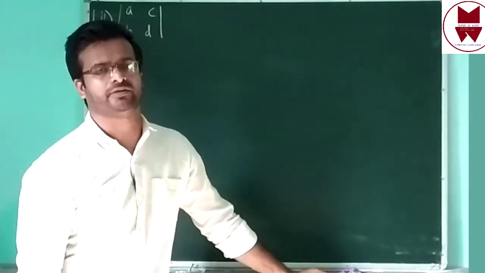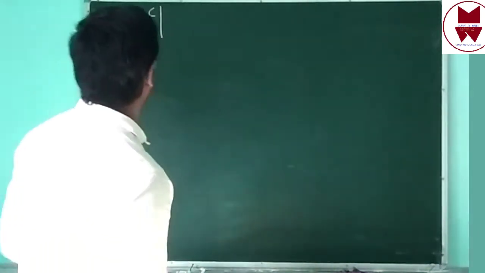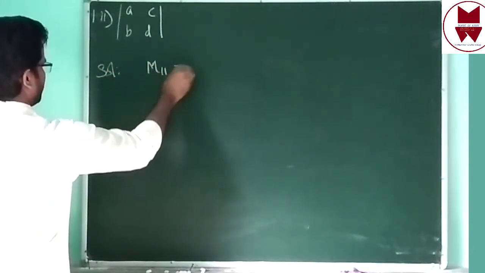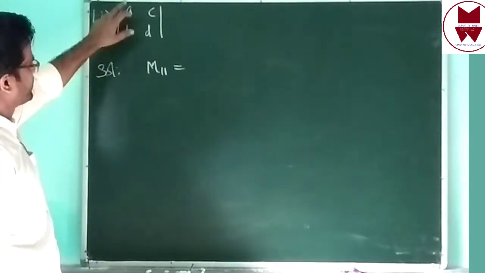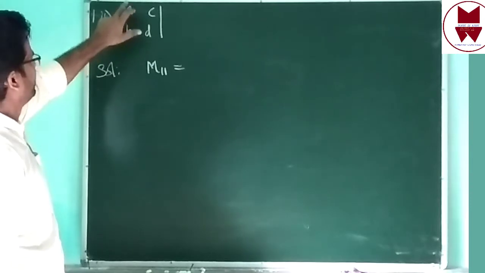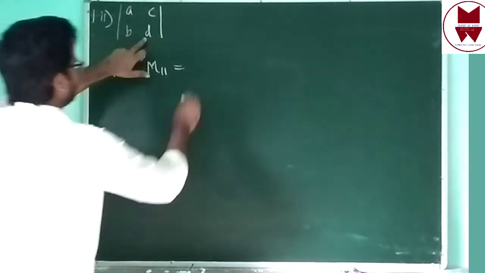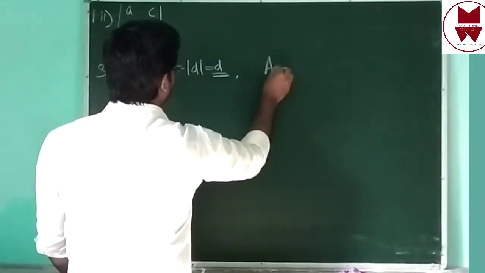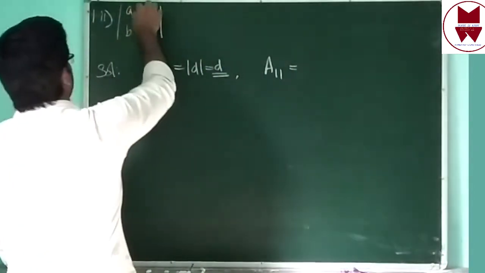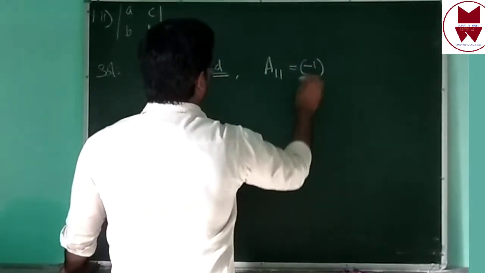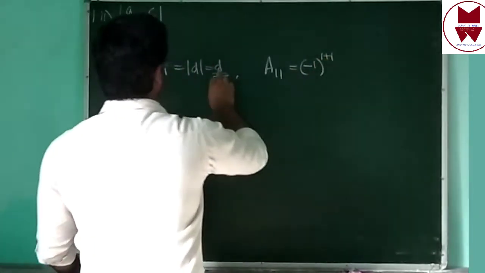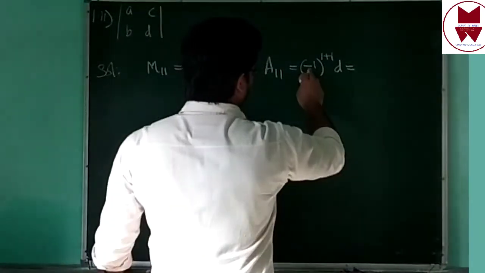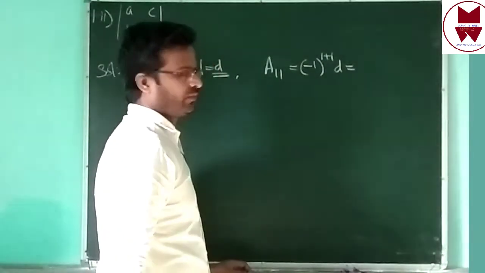Now, question number 1, Roman number 2. In here also we have to find out minor and cofactors. First M11, that is minor of first row and first column, that is this number A, isn't it? Then first row and first column delete, then remaining determinant of D will get D. Then cofactor of first row and first column element, that is also A, we can write minus 1 all raised to 1 plus 1. Then D already got it, that is minor. Minus 1 all raised to 1 plus 1, that is minus 1 all square. Minus 1 into minus 1 plus 1, then D.